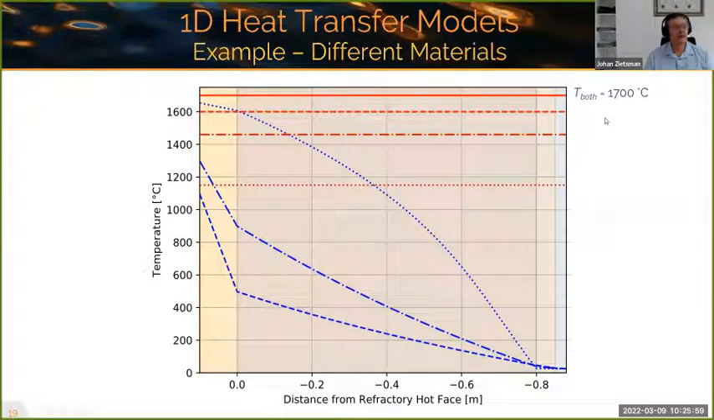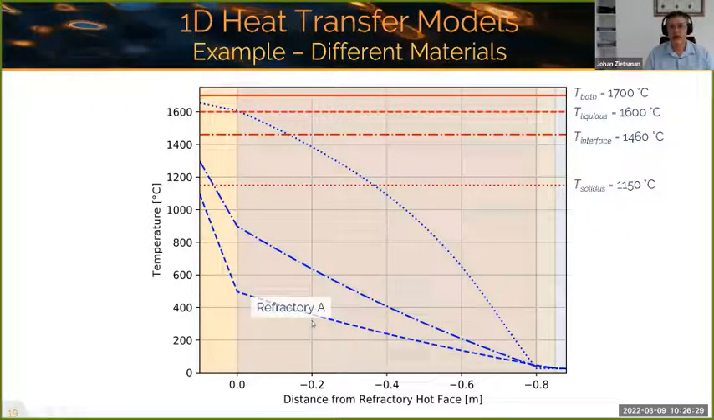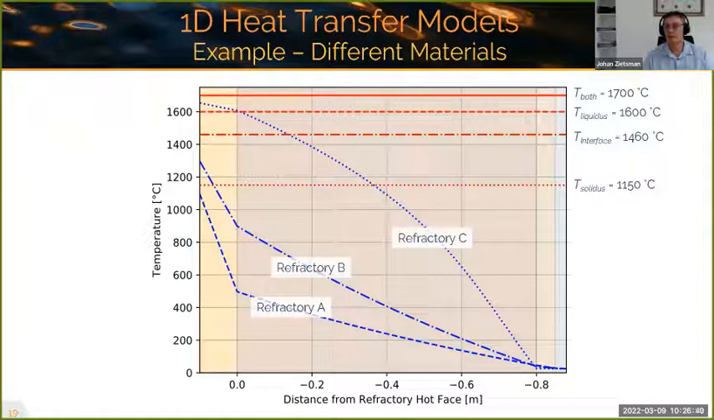For a bath temperature of 1700 degrees Celsius, a liquidus temperature of the slag of 1600, and an interface temperature which is quite a bit lower than the liquidus temperature, because that is largely determined by the effective viscosity. When the mushy zone gets really viscous, at that temperature, you get an interface. And then the solidus temperature of this slag that we evaluated here was 1150. Now, we've got refractory A, which is quite conductive, and refractory B, slightly less conductive, and then refractory C, which is just outright insulating. This is a bubble alumina material that is really insulating. And let's see how these different materials behave.